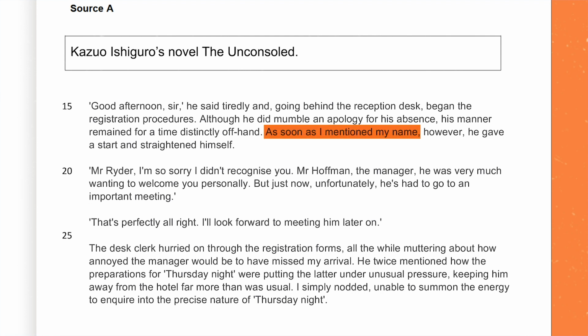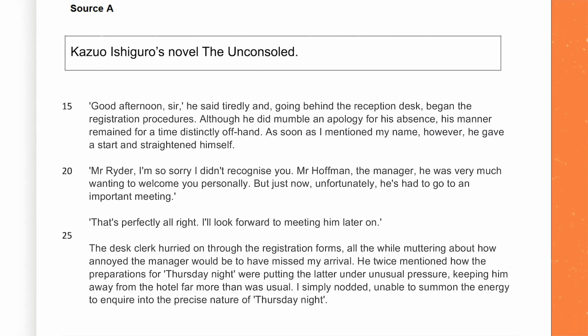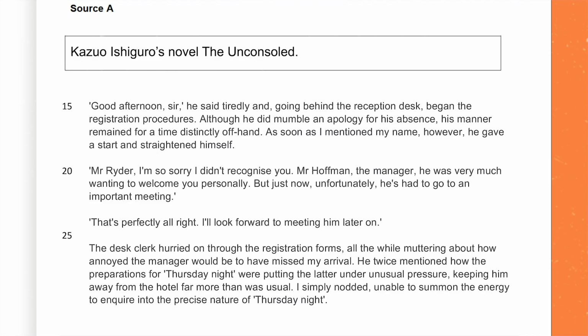"As soon as I mentioned my name..." What we're doing right away is looking for things which agree with the statement. For example, in line 19, at the mention of Mr. Ryder's name, the porter gave a start and straightened himself. In line 20, the porter is quick to apologise. In lines 20 to 22, the manager himself was wanting to welcome you personally, suggesting how important Mr. Ryder's arrival is to the hotel. Line 26, the desk clerk hurried through the registration forms.